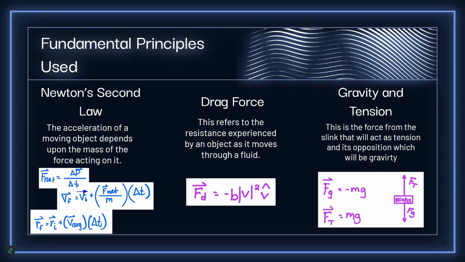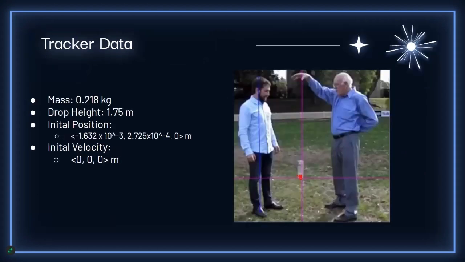Next, we will use the drag force, which is the resistance experienced by an object as it moves through a fluid. In this case, the fluid will be air, and that's given by F drag equals negative B V squared V hat. Finally, we have to understand gravity and tension. The slinky will act as tension and it will oppose the force acting against it, which will be gravity. This is shown in the diagram where Ft will act up and Fg will act down, which is why Fg is negative and Ft is positive.